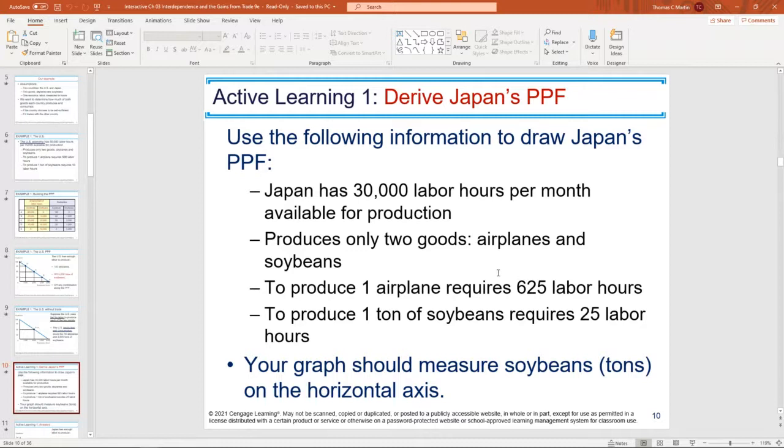For Japan to produce a ton of soybeans, it takes 25 hours of labor, where in the U.S. it took 10. To produce one airplane, it's 625 hours of labor, when in the U.S. it required 500. We can see that the U.S. has an absolute advantage on both of these products. It takes less time to build an airplane and less time to produce a ton of soybeans.